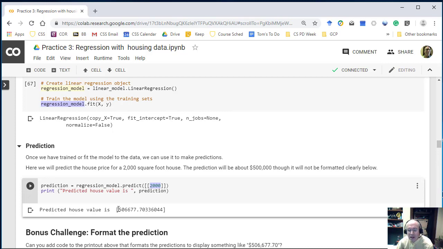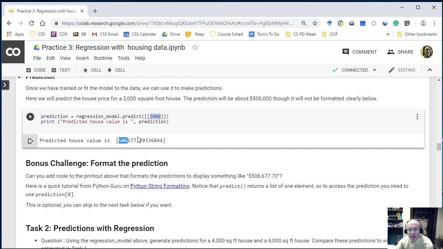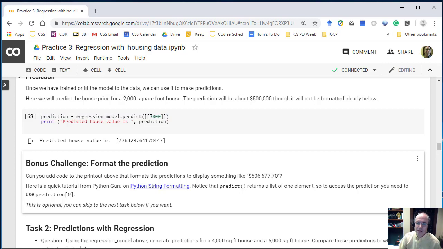It's not formatted very well, but this is $500,000.70 basically. So that's our prediction there. And again, we could change this if we wanted to do a different prediction. Let's say we wanted to predict what a 3,000 square foot home would cost. We predict that, and that's coming up to a $776,000 house.